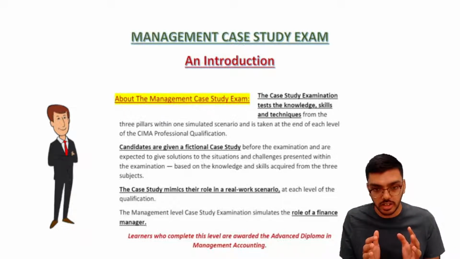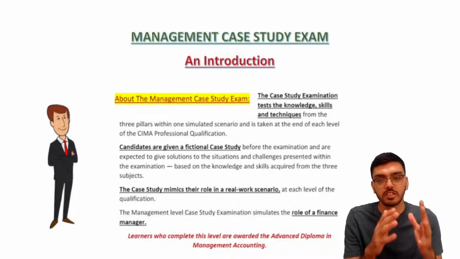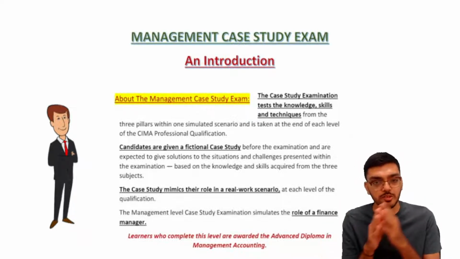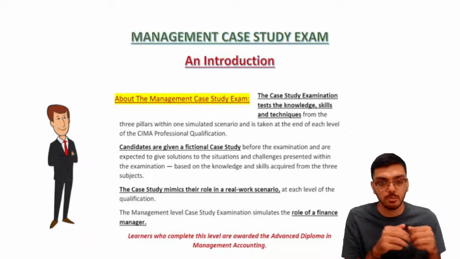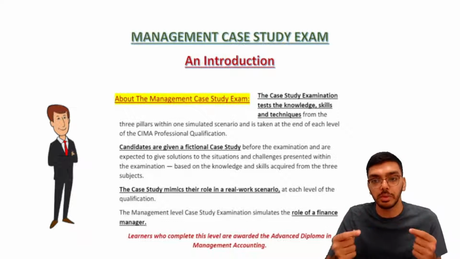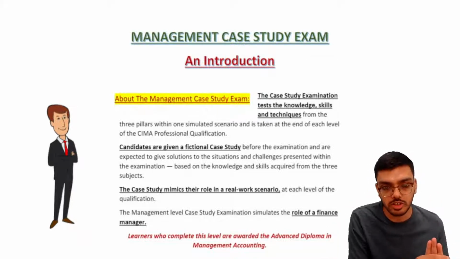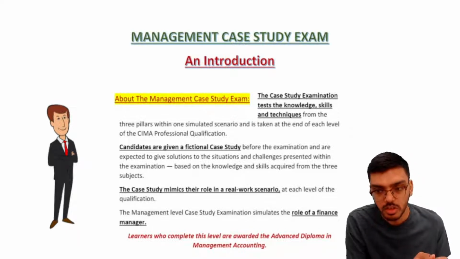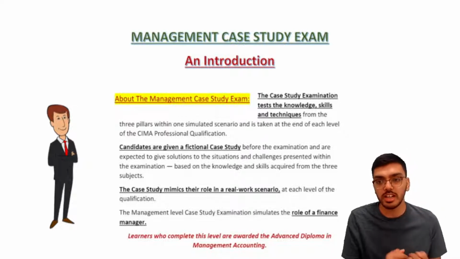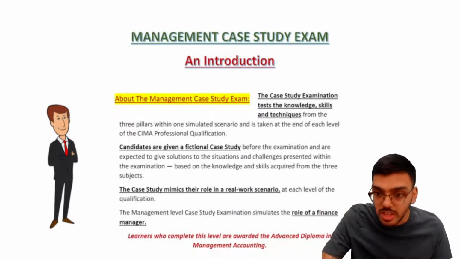its center. They'll tell you that this is the company XYZ, this is what it does, these are its financials, this is how it sells its product, this is how it's costing its product. So the whole detail of a fictional company will be created by CIMA in 30 pages and they'll give it to you. You then have to analyze it.